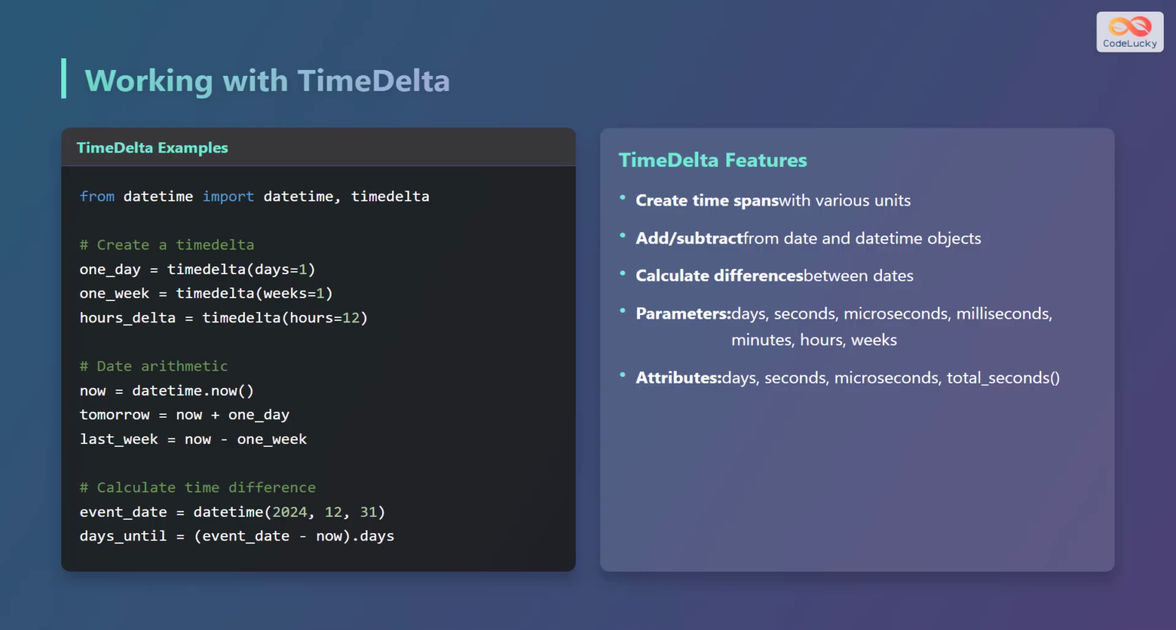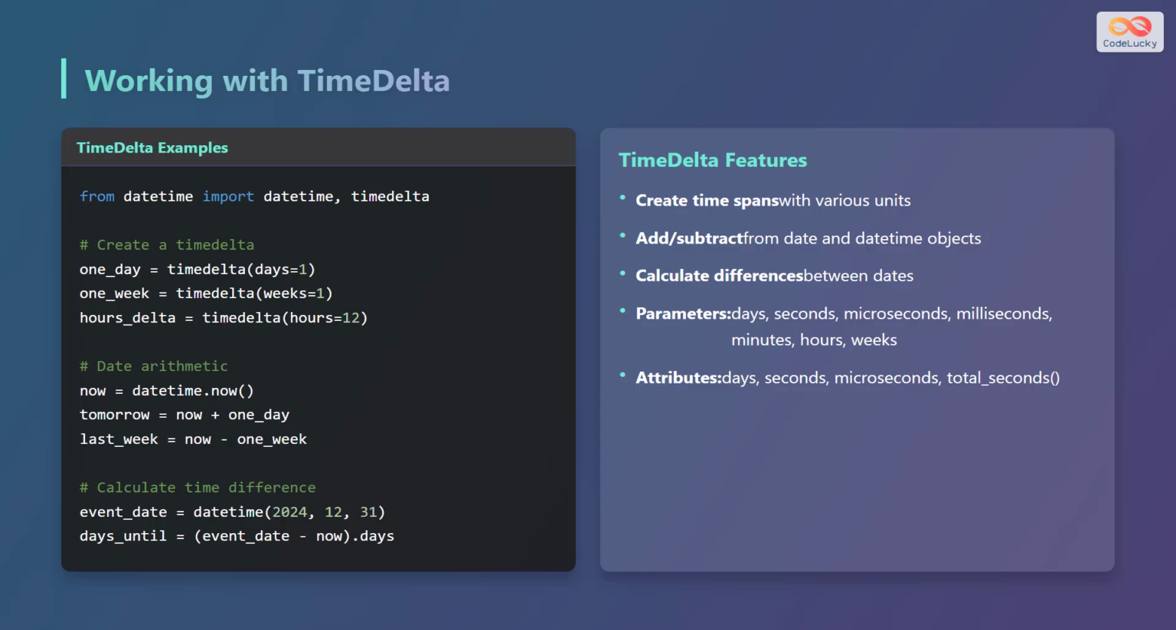You can perform date arithmetic using TimeDelta objects to add or subtract durations from date and DateTime objects. For example, after getting the current date and time using DateTime.Now, you can add 1 day to get tomorrow's date using Now plus 1 day. And subtract 1 week to get last week's date using Now minus 1 week. You can calculate the time difference between 2 dates by subtracting 1 date from another. For example, to calculate the number of days until December 31, 2024, subtract the current date and time from the event date and access the days attribute.